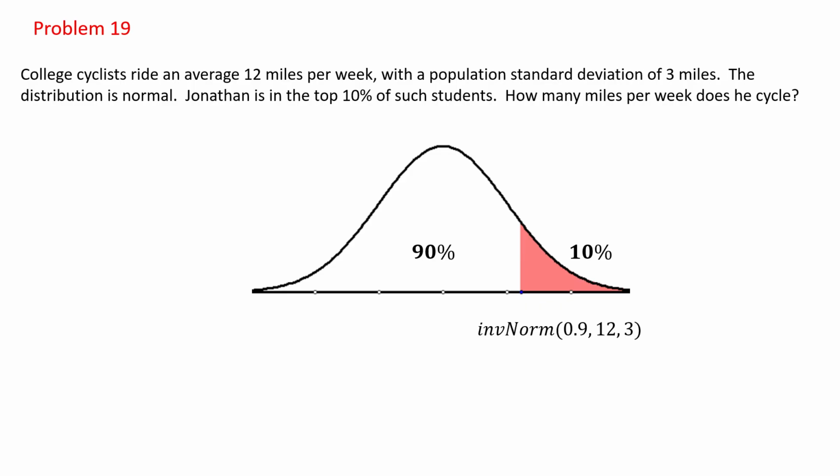You can then feed 90% into inverse norm, inserting the population mean and standard deviation, and it will tell you 15.8, representing 15.8 miles. Just so you know, the answer to this problem is not that Jonathan, the student in our problem, rides 15.8 miles. They didn't say where in the top 10% he was, so we would have to say that he rides at least 15.8 miles.